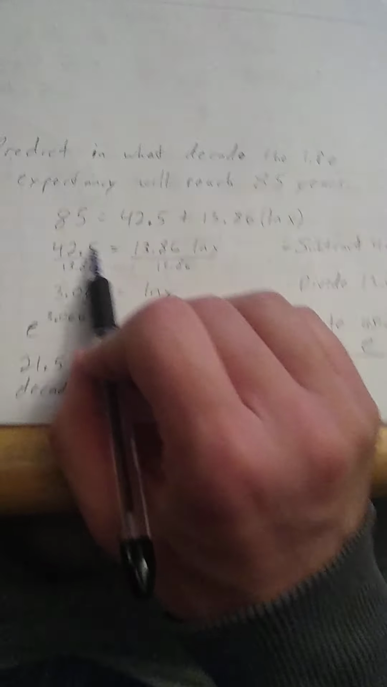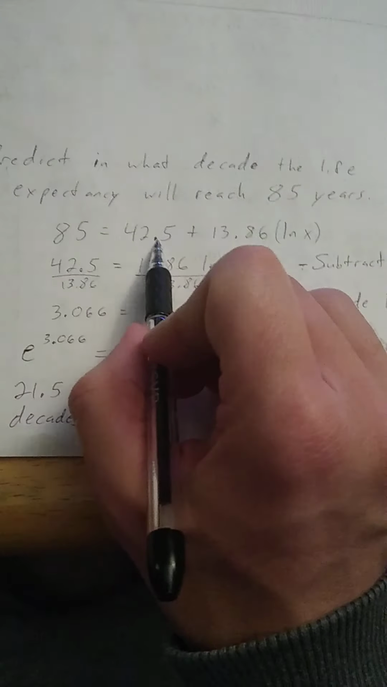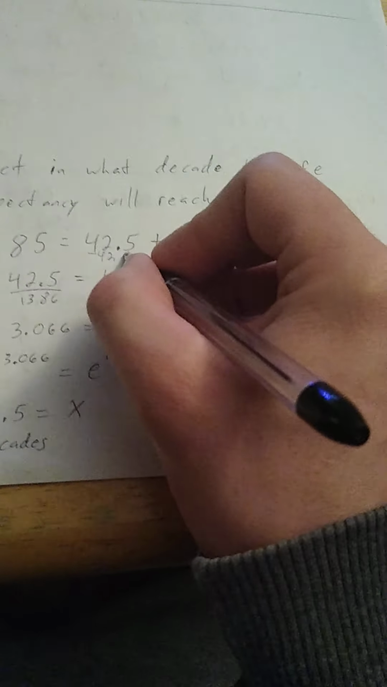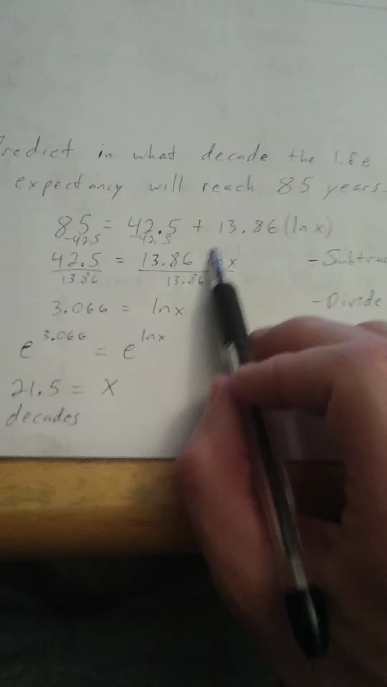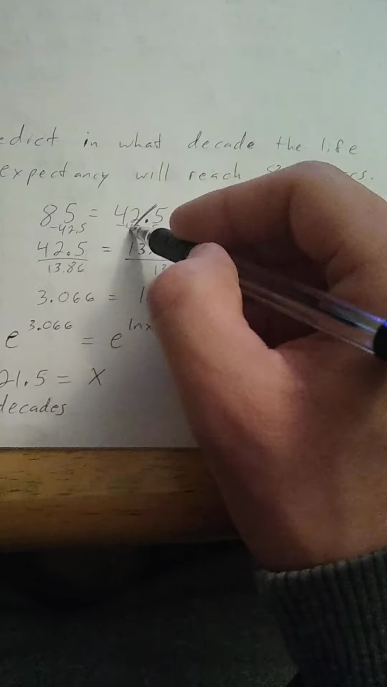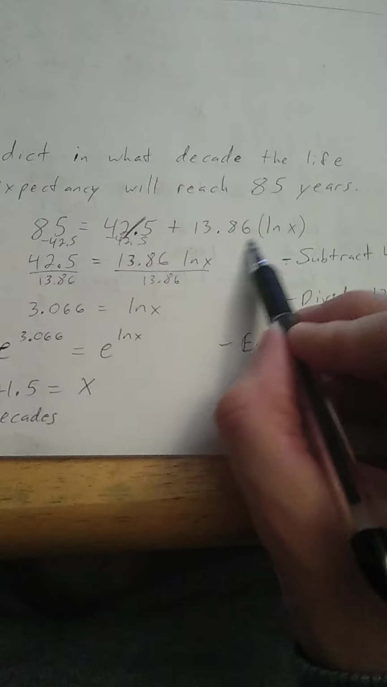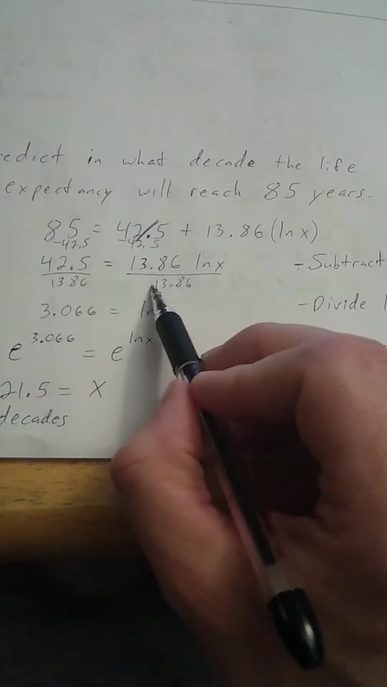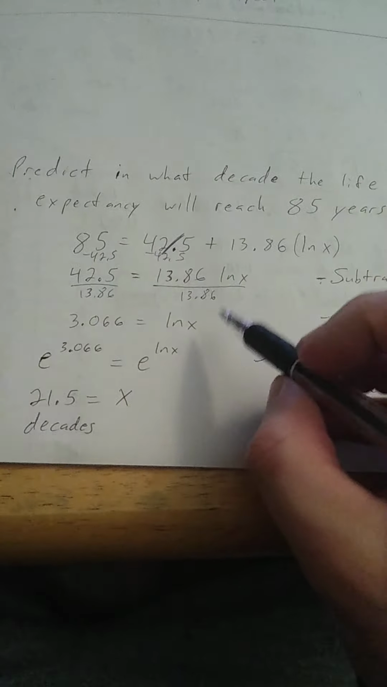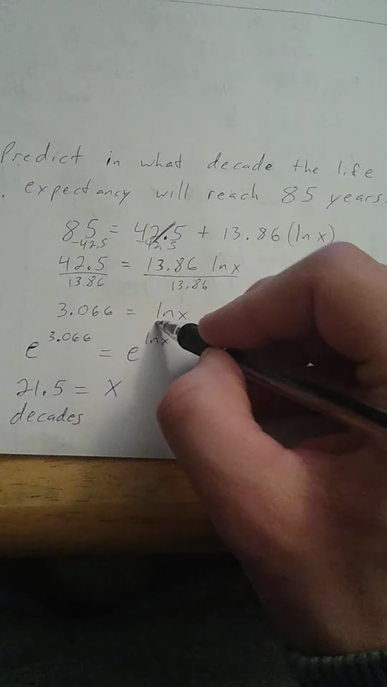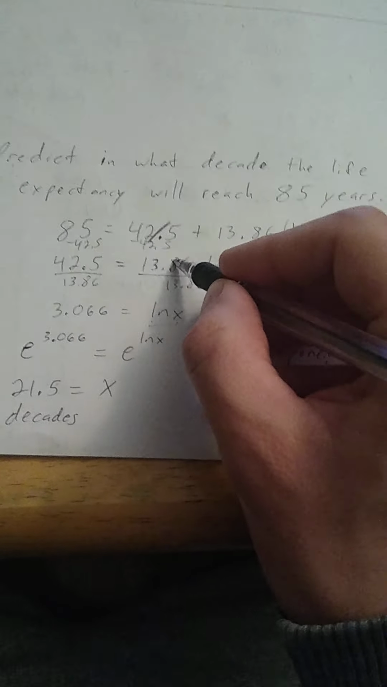The first step is I need to get rid of this 42.5, so I'm going to subtract it from both sides. Then, now that this is gone, I'm going to divide by 13.86 on both sides. That gives me 3.066, and that equals the natural log of x. Now that this is gone.